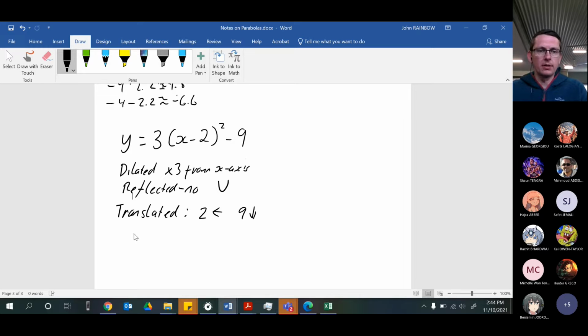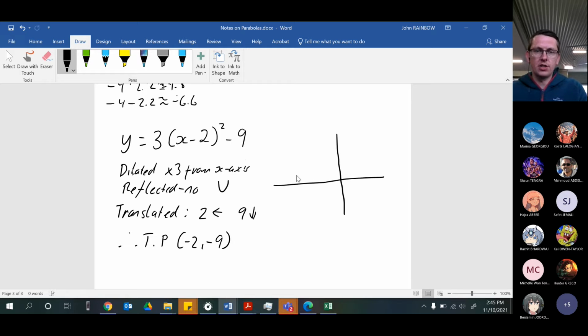I want to know where the turning point is. Therefore, the turning point is at 2, -9. Will it have x-intercepts? Yeah, it will, because it's a positive graph and it's shifted downwards. As long as it's shifted downwards and it's a positive graph, fine. If this was -3, it wouldn't, because 2, -9 might be like here, and because it's positive, it's going to have to be something like this. Whereas if it was a negative graph, it would be down here and it wouldn't have any x-intercepts.